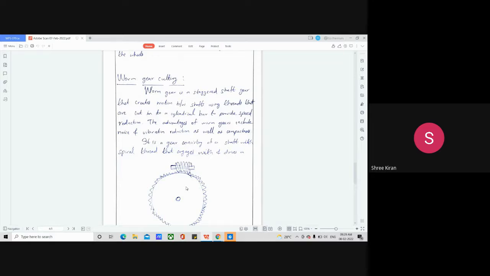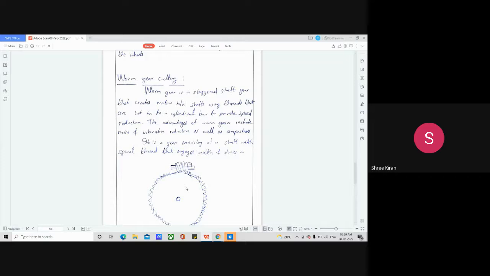Then what happens? The advantages. The advantages of worm gears include noise and vibration reduction as well as compactness.